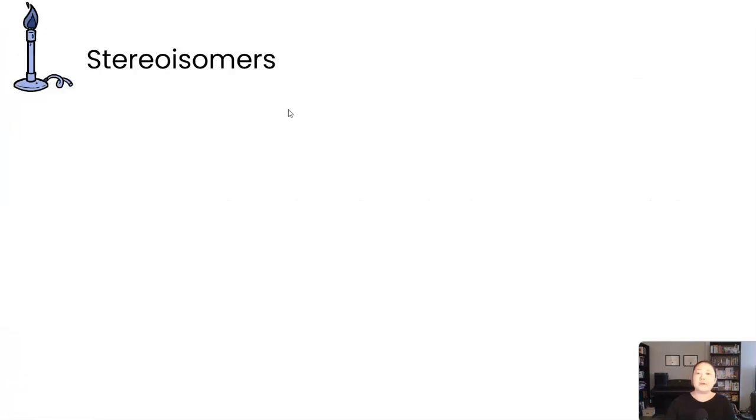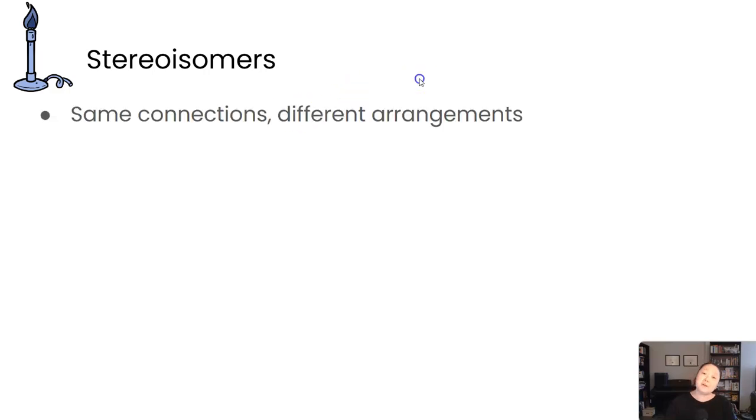So first off, what are stereoisomers? Well, you do have many different types of isomers, and stereoisomers are one of those types. Specifically, they're the type where they have the same connections. Everything is connected in the same way. So in any particular carbon, what is attached to that carbon is the same, but the arrangement is different.